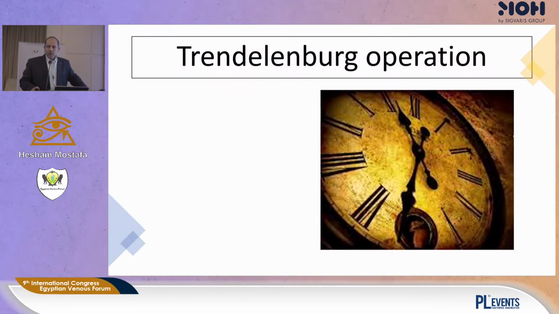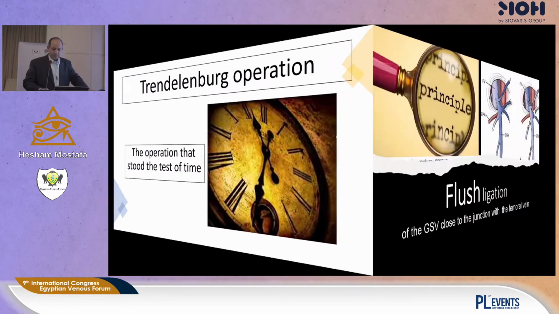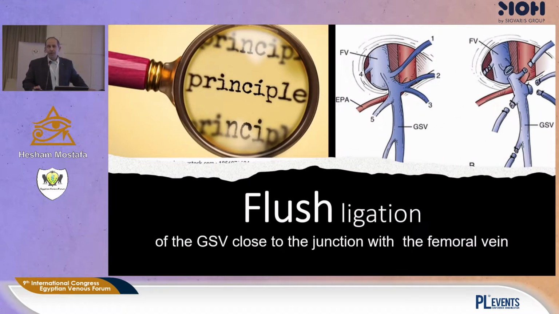We all know that we have many modalities for treatment of varicose vein, and Trendelenburg operation is the operation that stood the test of time. What is the principle of Trendelenburg operation? I think that the principle is in this word: flush ligation and disconnection of the great saphenous from the femoral, and also the tributaries from the great saphenous.